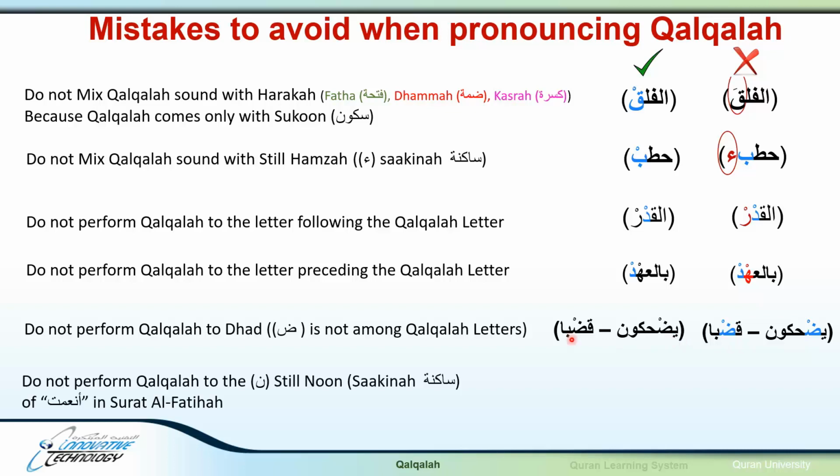And one more mistake is the nun sakina of Surah Al-Fatiha in An'amta. A lot of people tend to make this nun with qalqalah. They say An'amta, and this is wrong. What we should do is we shouldn't make qalqala for this noon, and the noon is just a simple noon sakina without qalqala. We say an'amta, not an'amta, just a simple an'amta.